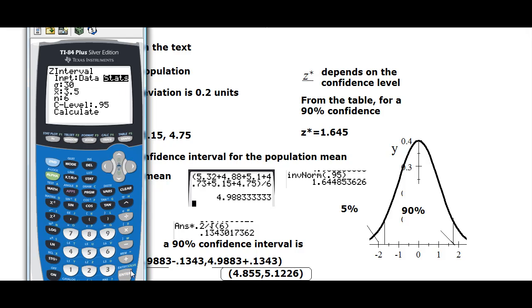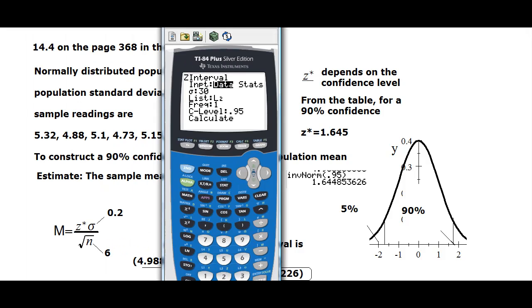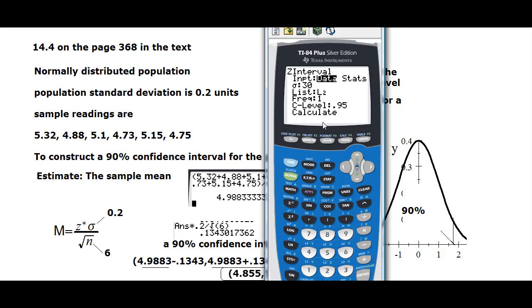And we can get it from the data because we got the raw data here. So we are going to get it from the data, but for that I have to first enter the data. So how do I enter the data? I go to stat, edit, very good. I got to get rid of all these, so I went upstairs here, said clear, everything is gone. So we have 5.32, and then, watch me very carefully, 4.88, 5.1.